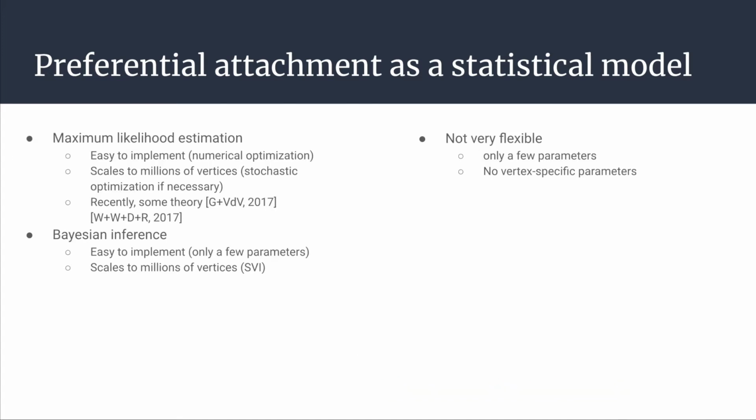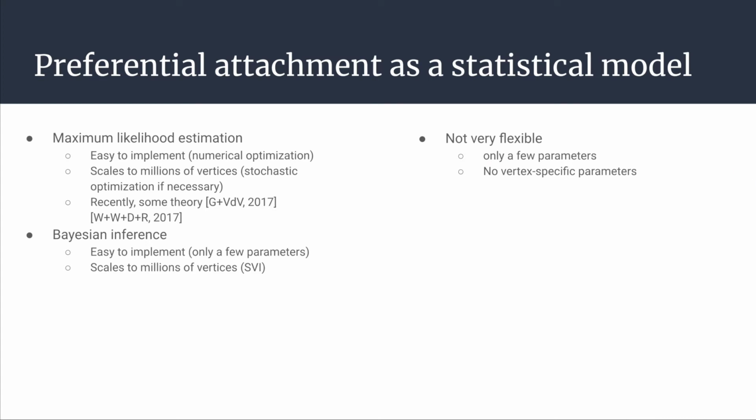Okay. One downside of this, though, is that preferential attachment is so simple that it's not particularly flexible. There are only, in that case, 2 parameters. Much of that last slide applies to other models for the arrival times that are not just coin flips at each step, but in general, there aren't a lot of parameters, and in particular, there are no vertex-specific parameters.